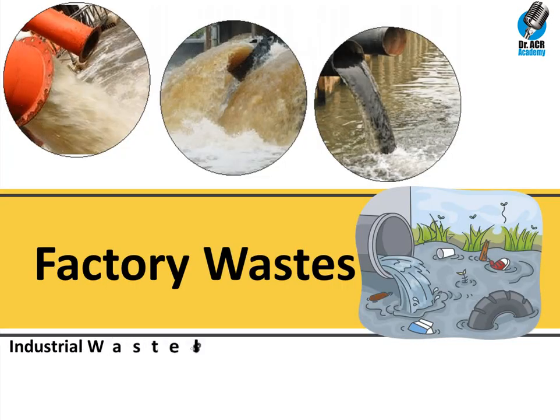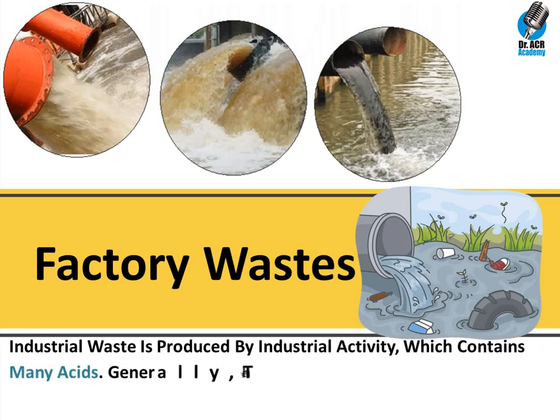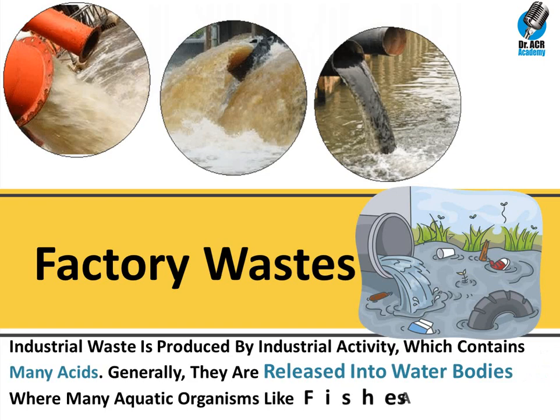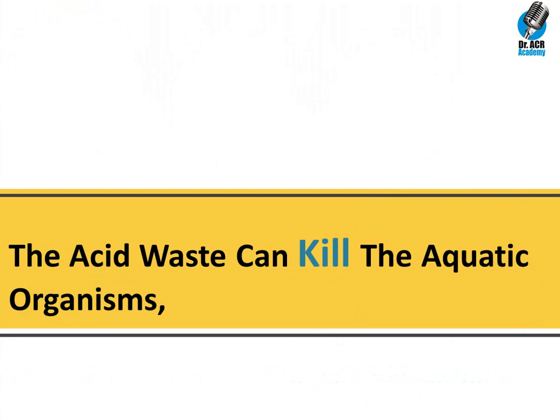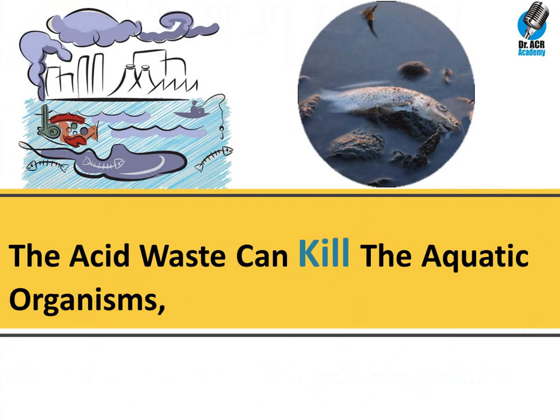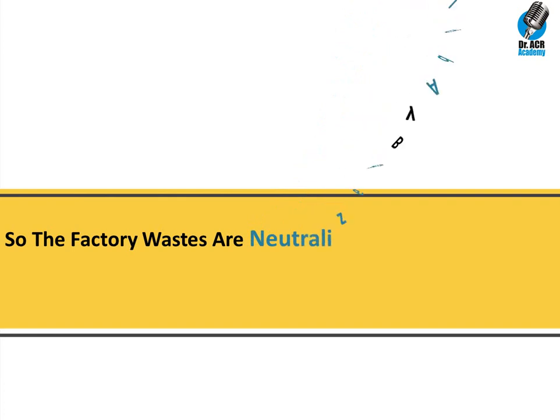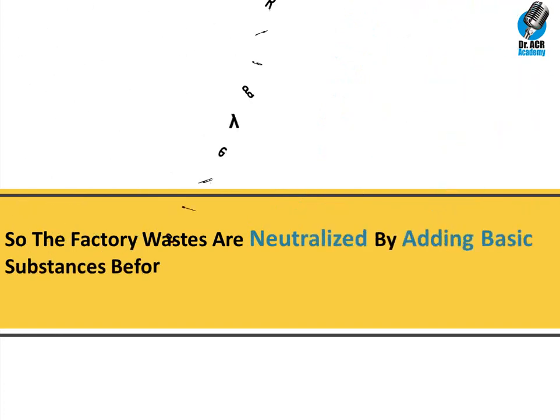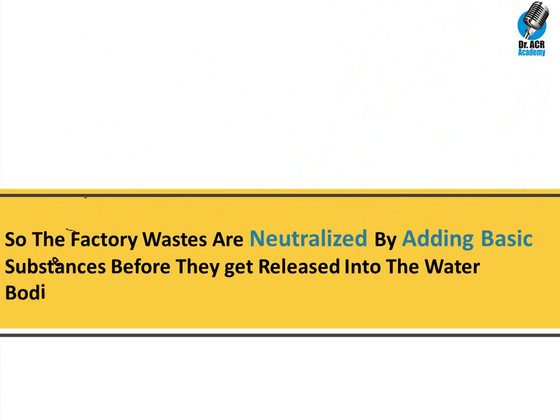Now coming to the next, factory waste. Industrial waste is produced by industrial activities, which contains many acids. Generally, they are released into water bodies, where many aquatic organisms like fish are living. The acidic waste can kill the aquatic organisms. Here you can see dead fish due to acidic waste. So the factory waste is neutralized by adding basic substances before it gets released into the water bodies.